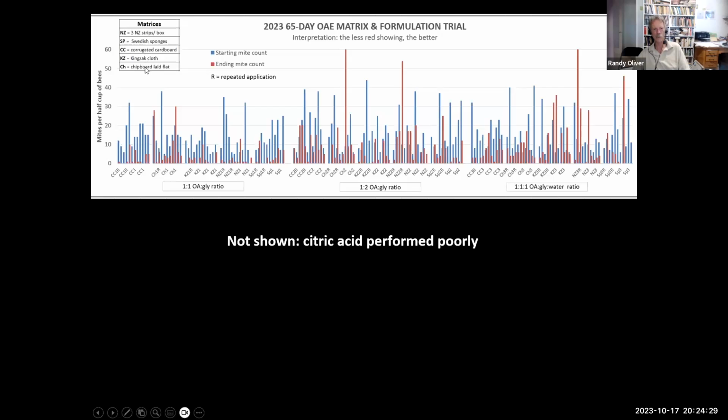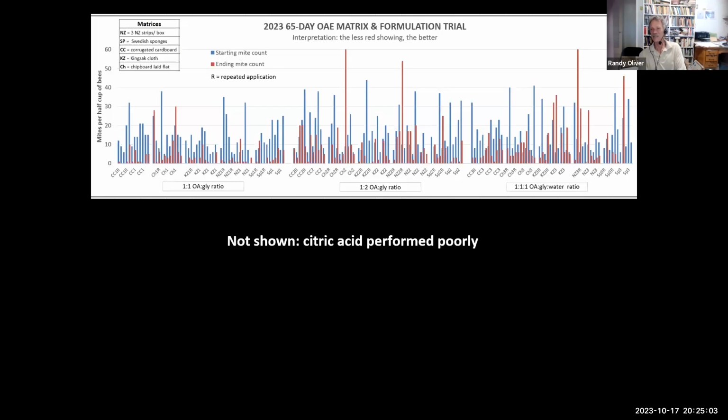All these 4 were the same size pads, and these are 3 strips per box here. The ones that have an R after them were repeated. We repeated the application at 30 days to see if there was a difference, and we did not see any appreciable difference by repeating at 30 days. You just put them in once and leave them in there. I'm working with a New Zealand manufacturer who makes recommendations for New Zealand beekeepers, and the recommendations were to repeat them and to use a specific formulation.